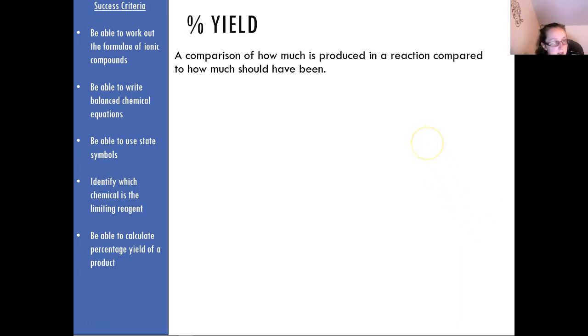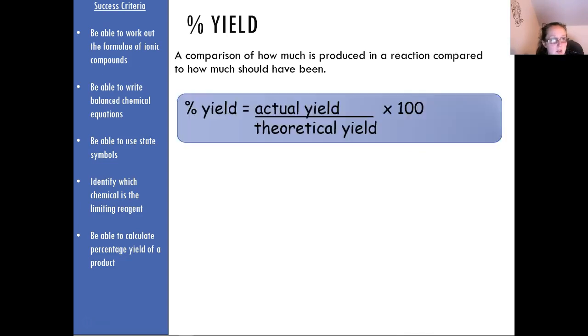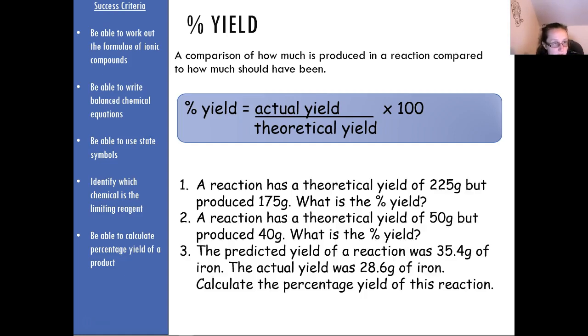So, once we know how to do the theoretical yield, we need to work out the percentage yield. And this is a really easy calculation. It's just a comparison of how much is produced in a reaction compared to how much should have been produced. So your percentage yield equals your actual yield divided by your theoretical yield times 100.